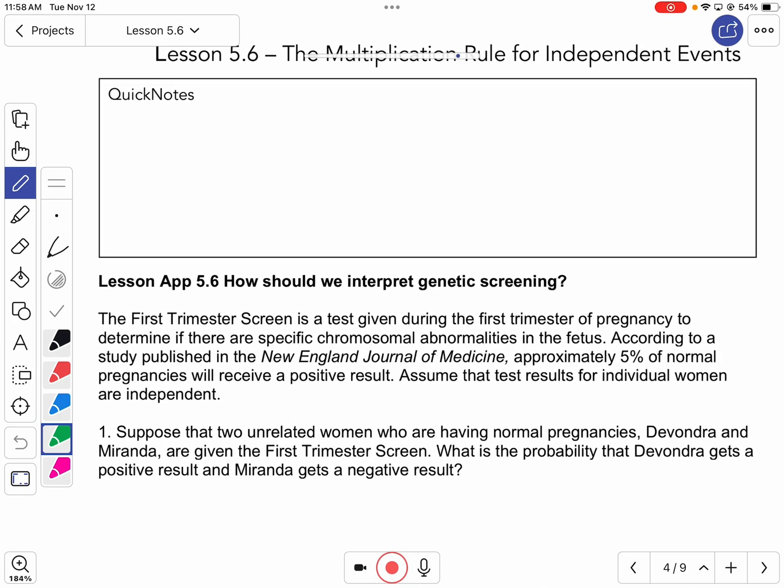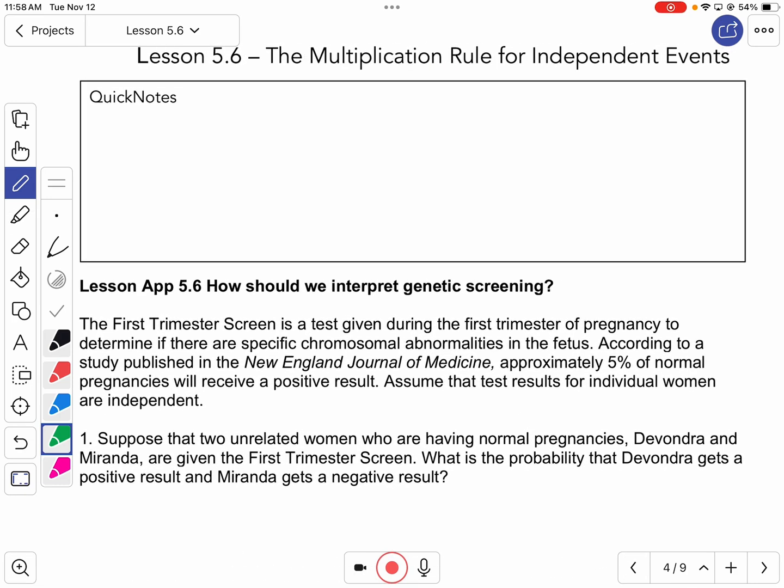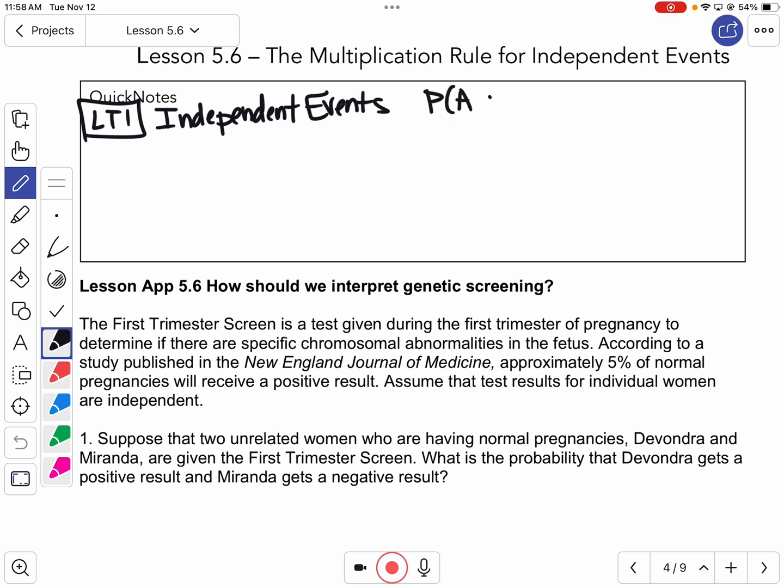All right, here we go. Okay. Our learning target 1. Right. So when I have independent events, okay, the probability of A and B, we're just going to multiply them. Okay, so probability of A times the probability of B. If we have independent events, that's what we are going to do.